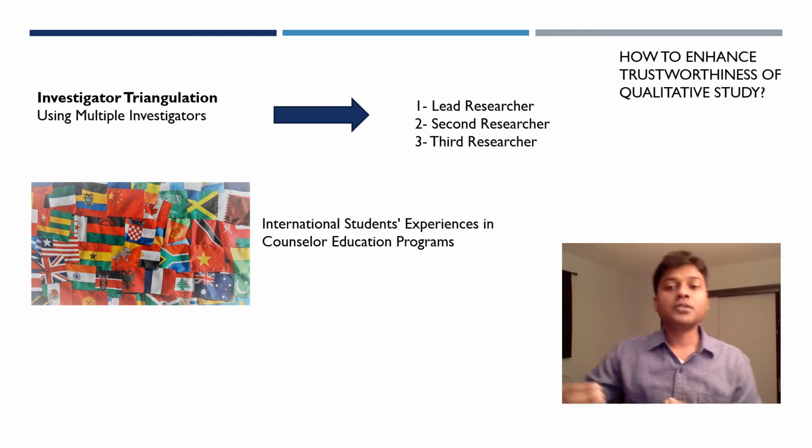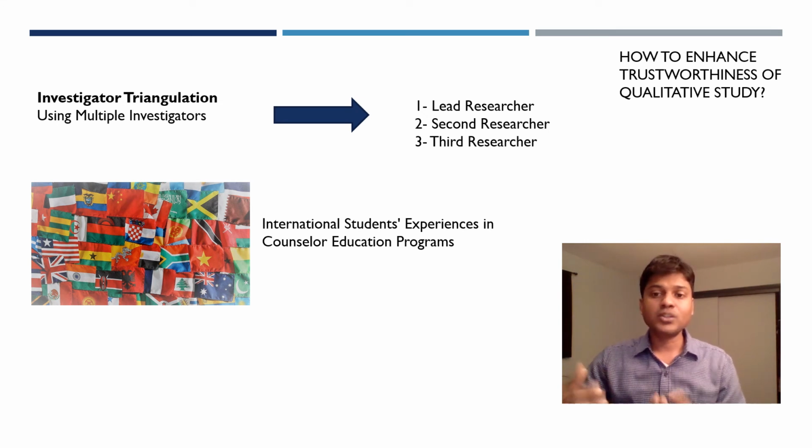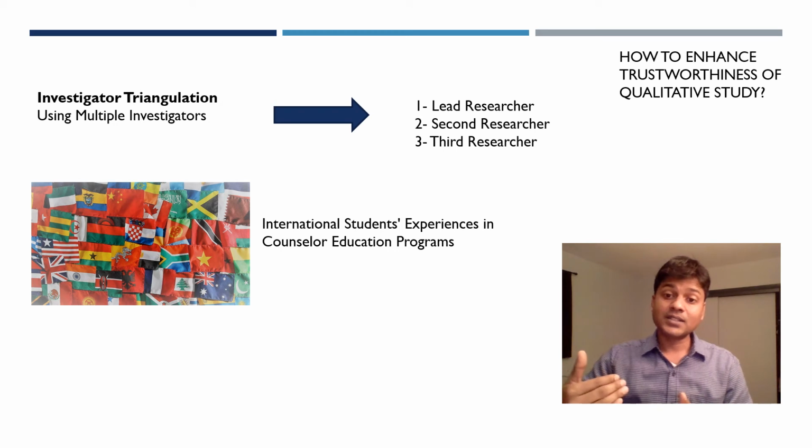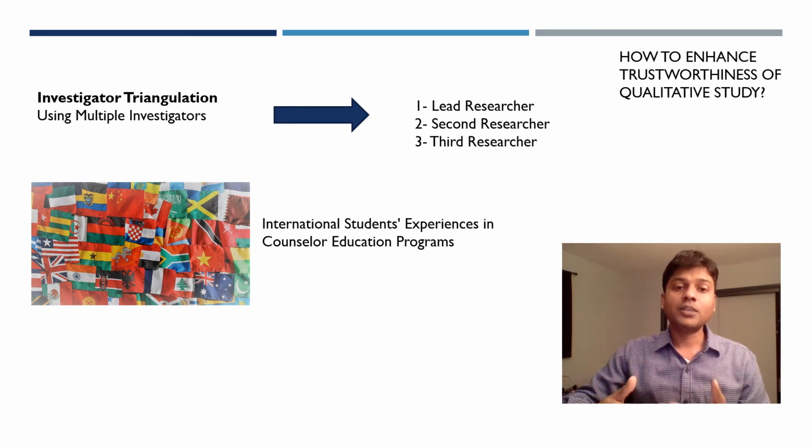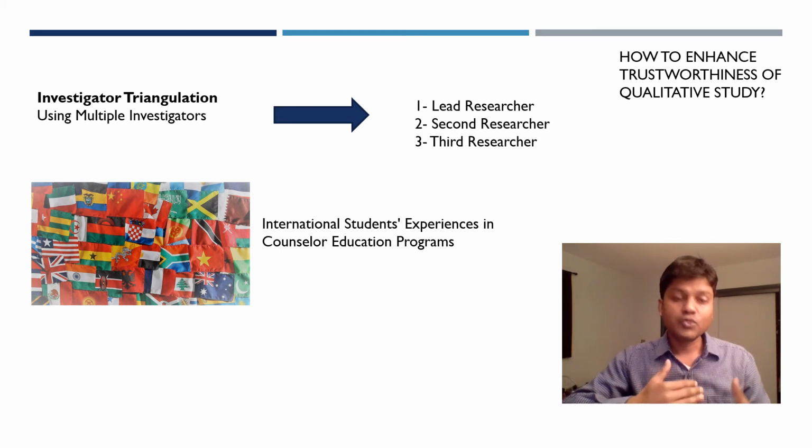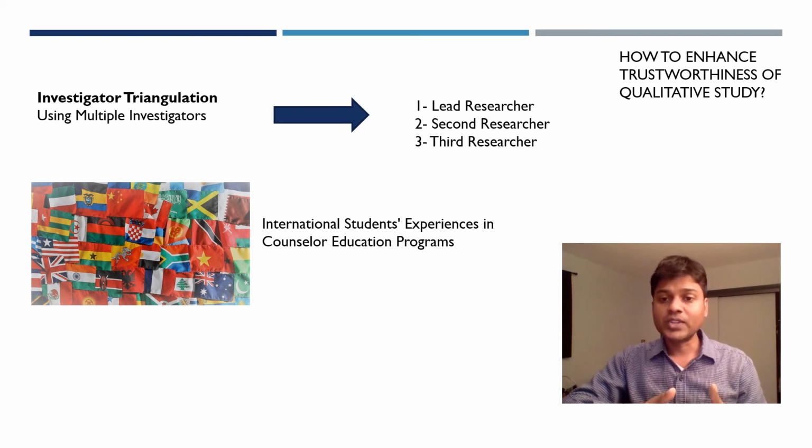But having another researcher, or having more than two researchers, having three researchers doing data analysis, can really help us minimize our personal biases. So the second type of triangulation that we use is investigator triangulation, which is using more than one researcher in collection and analysis of the data.